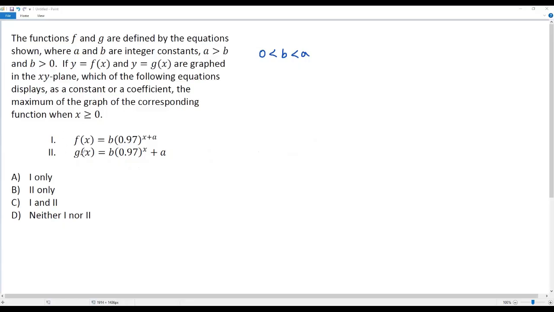So in the given two functions f of x and g of x, both the functions do not display their maximum values as constant or coefficient. The correct answer choice for this question is D, neither one nor two.